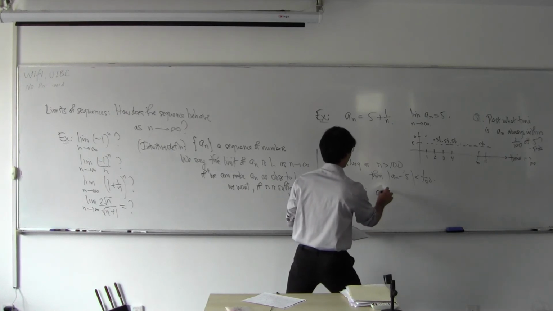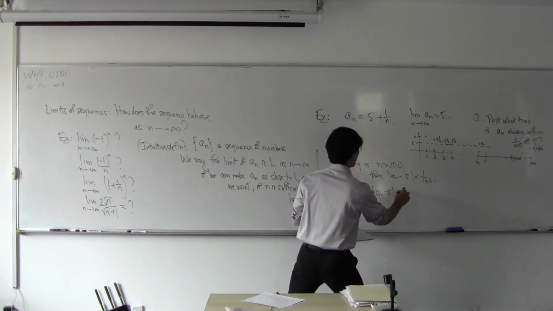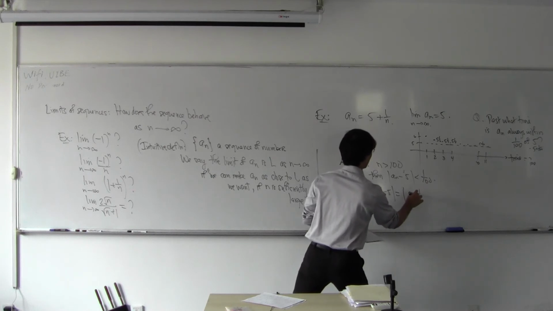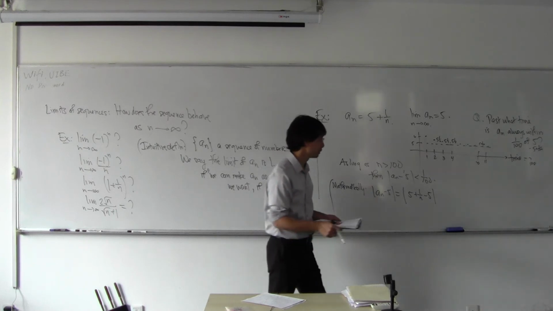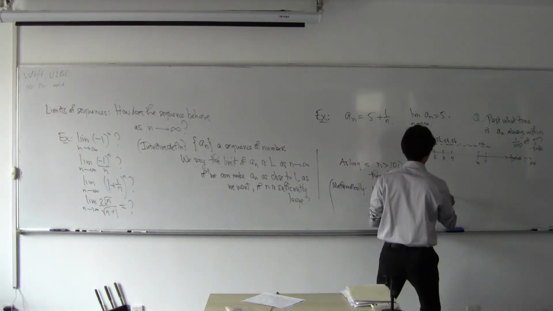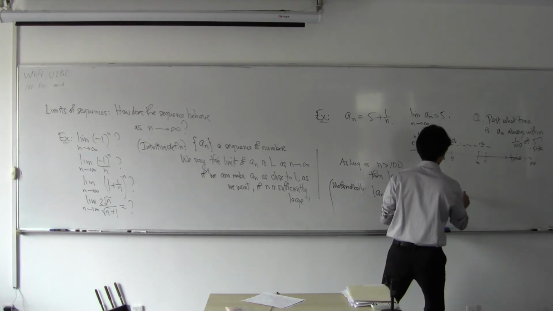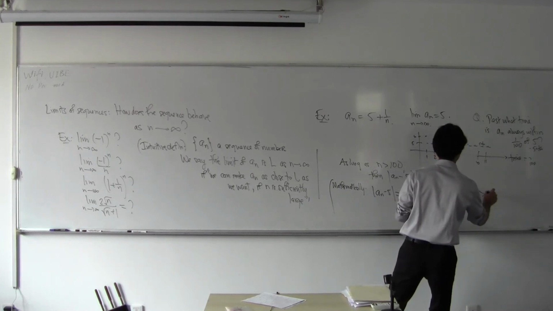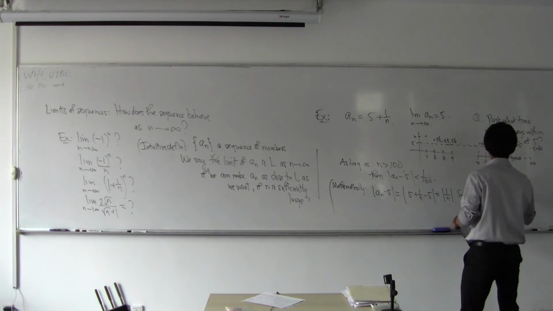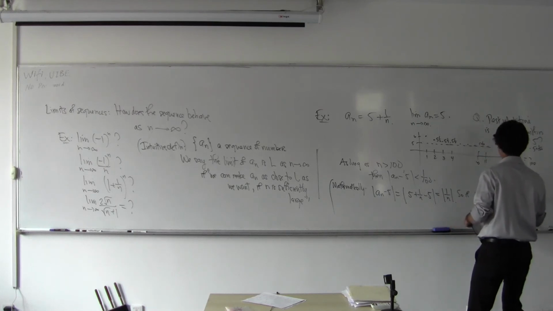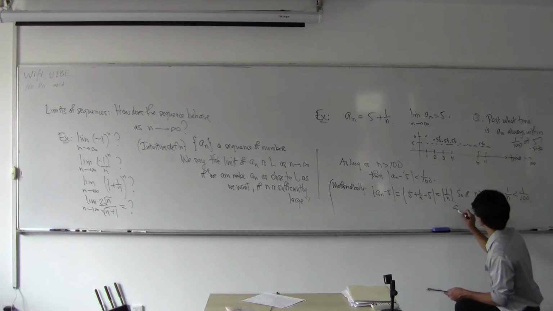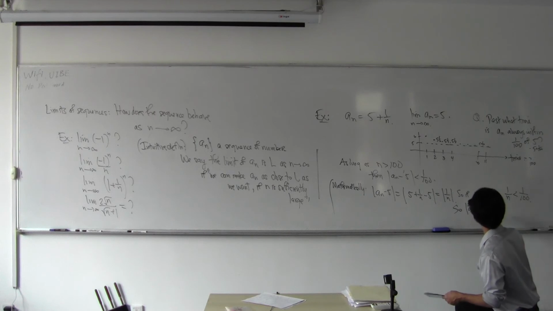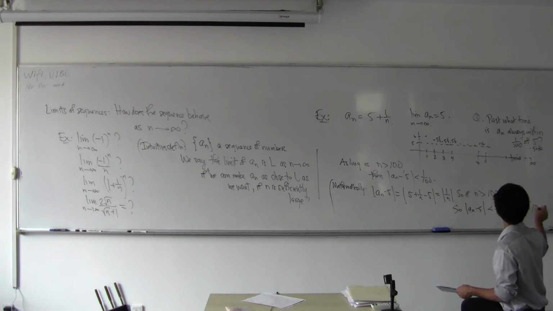let's look at A sub n minus 5. A sub n minus 5 is 5 plus 1 over n minus 5, which is just the absolute value of 1 over n. So if n is bigger than 100, 1 over n is smaller than 1/100. So A sub n minus 5 is smaller than 1/100 for n bigger than 100.